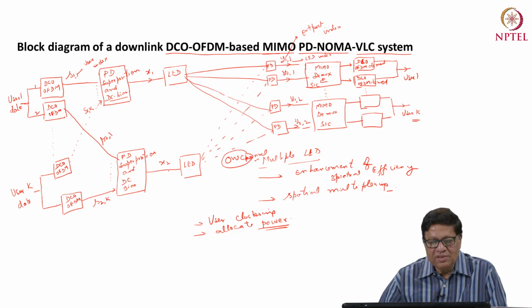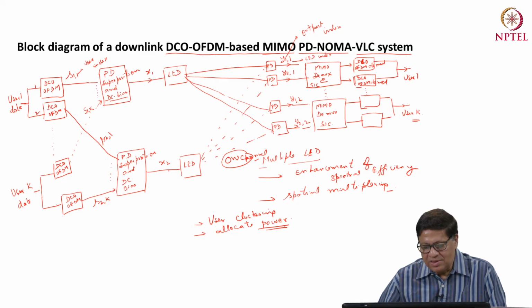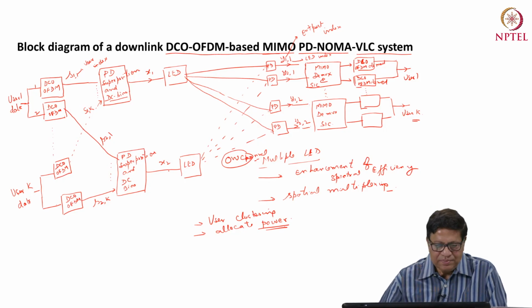So it basically uses DCO-OFDM, which is a kind of OFDM technique tuned for VLC, and then uses MIMO. So here you are using two LEDs and two photodetectors. So it's a MIMO system, and it is power domain, and for extracting the information from the superimposed signal, you are using the NOMA technique. So this has advantages in terms of enhancement of spectral efficiency, spatial demultiplexing, and interference you are able to avoid using the NOMA technique.